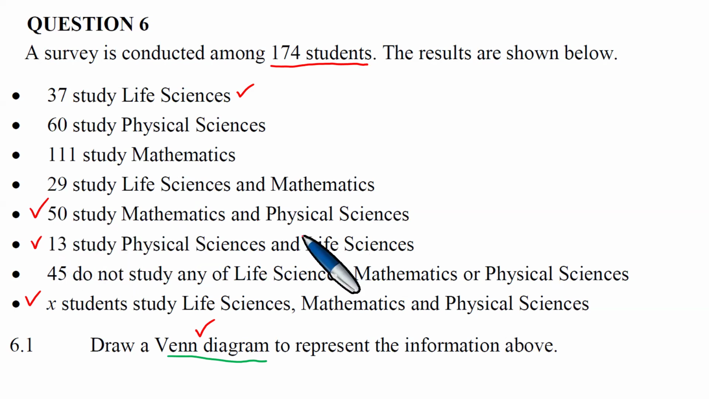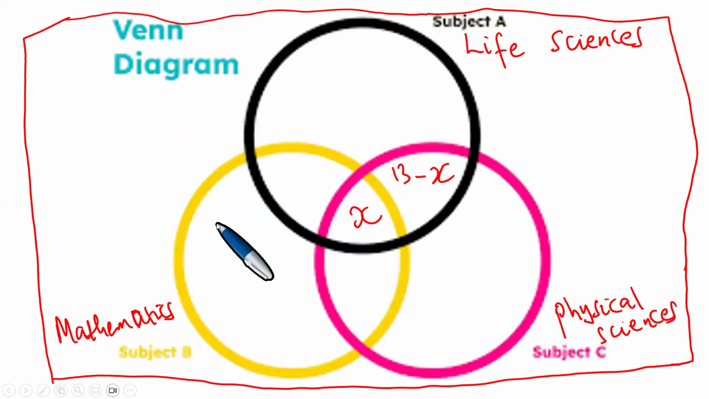50 study mathematics and physical sciences. Let's check. Right, we have mathematics and physical sciences. So if you look at mathematics and physical sciences, they are 50, which means here you'll have 50 minus X. So those who study mathematics and physical sciences are 50, so that you're going to have exactly 50 minus X.